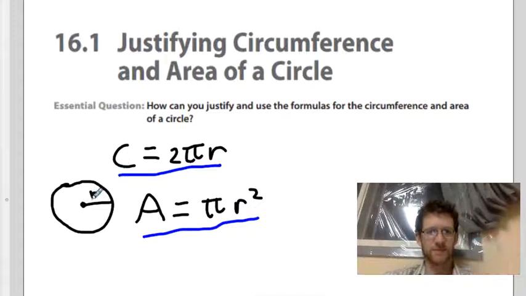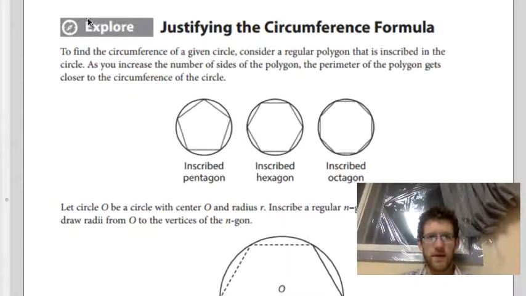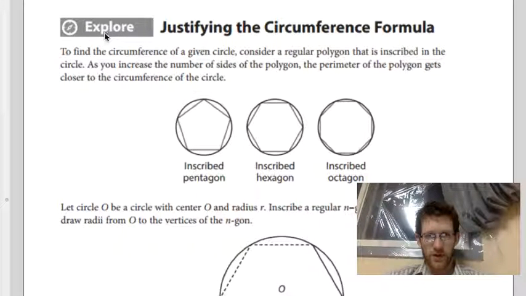Okay, that being said, we're going to derive it. So in the Explorer for 16.1, it says justifying the circumference formula. To find the circumference of a given circle, consider a regular polygon that is inscribed in the circle. So here's my polygon. As you increase the number of sides of the polygon, the perimeter of the polygon gets closer to the circumference of the circle. Right? So here's my 5-sided polygon, here's my 6-sided polygon, here's my 8-sided polygon.